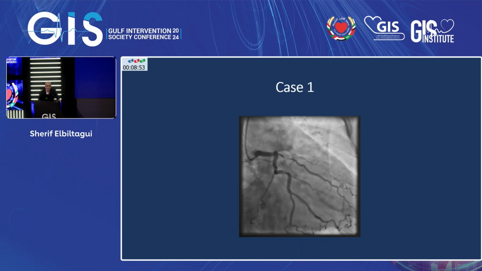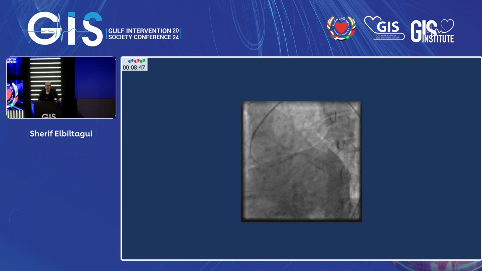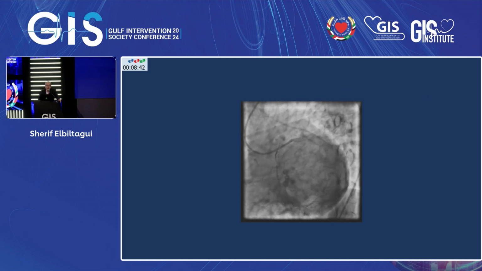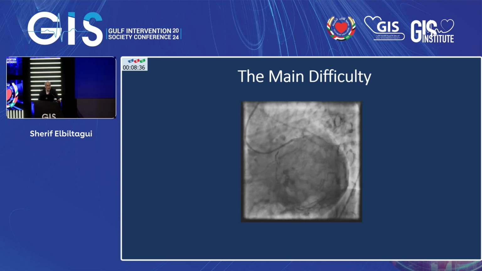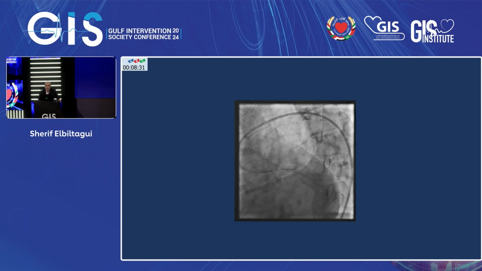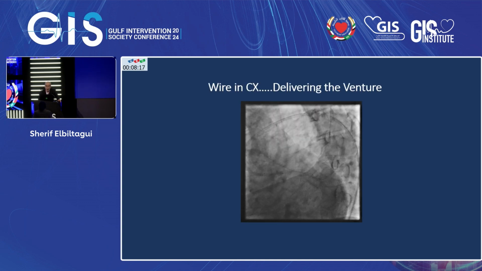The first case is of an ostial CTO of LAD, or near ostial, as you will see here. The main difficulty, as you can appreciate, is the severe angulated takeoff of the LAD just before the CTO stump. So as expected, although making many curves for the wire, it always prolapsed into the CX. No wire can negotiate such a curve, especially with a very proximal CTO.